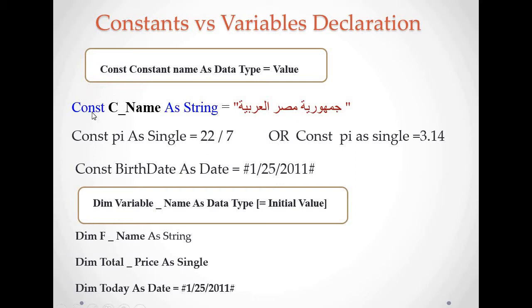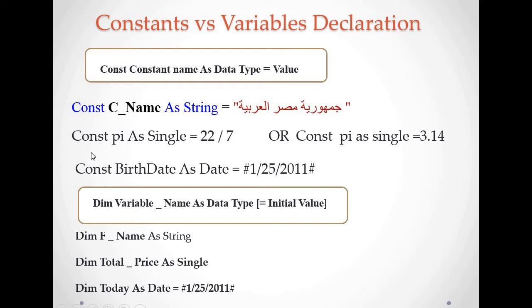When we declare a constant, which is a fixed value, we start with the word Const, and then we put the constant name, and then we determine the data type, which is a string because it is a text, and we put the text between two quotation marks.